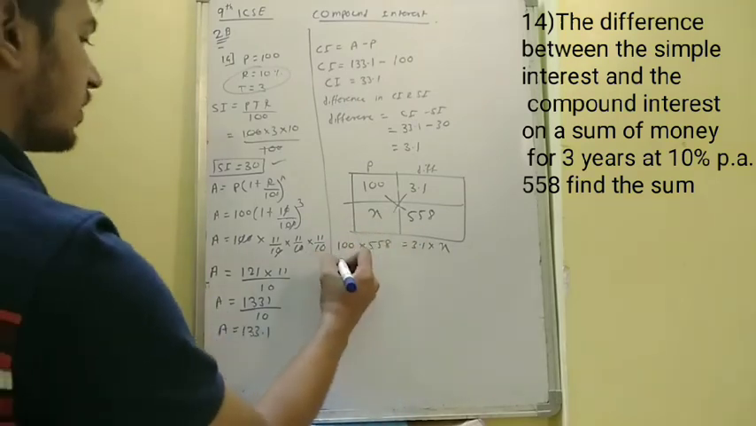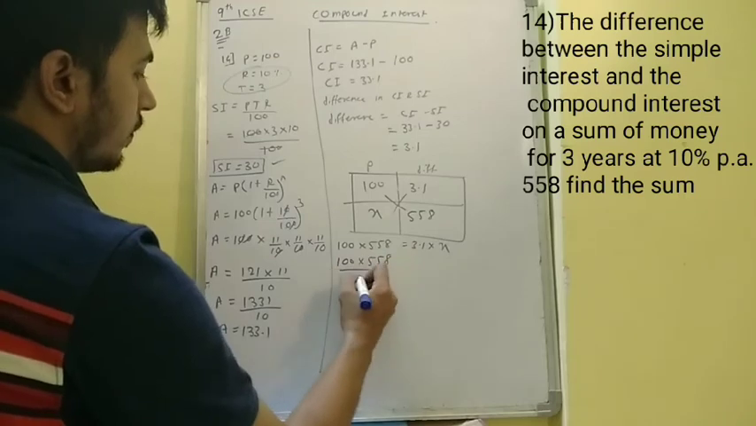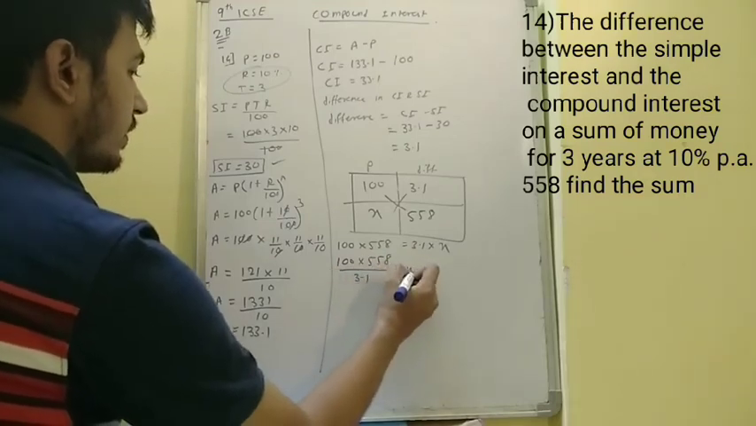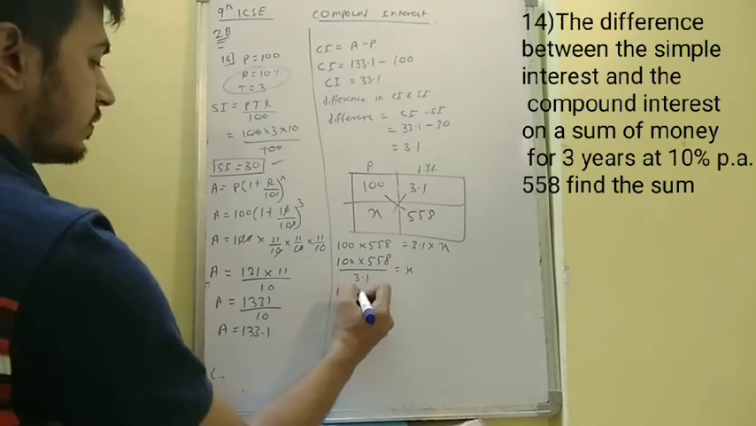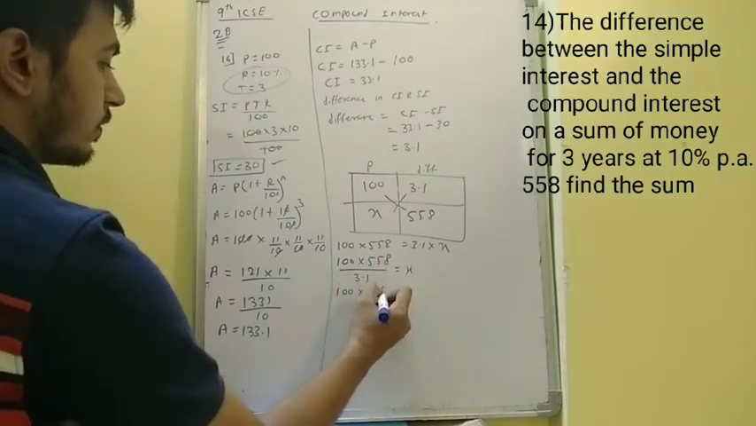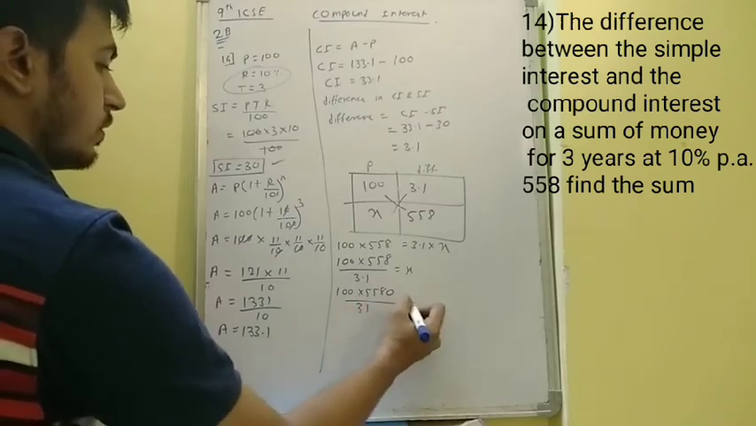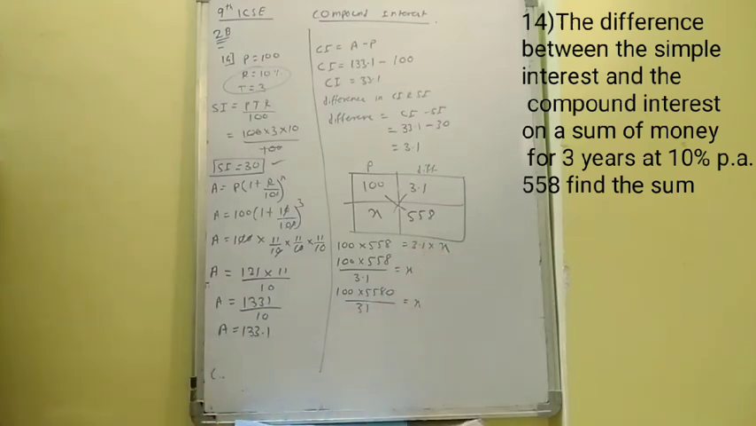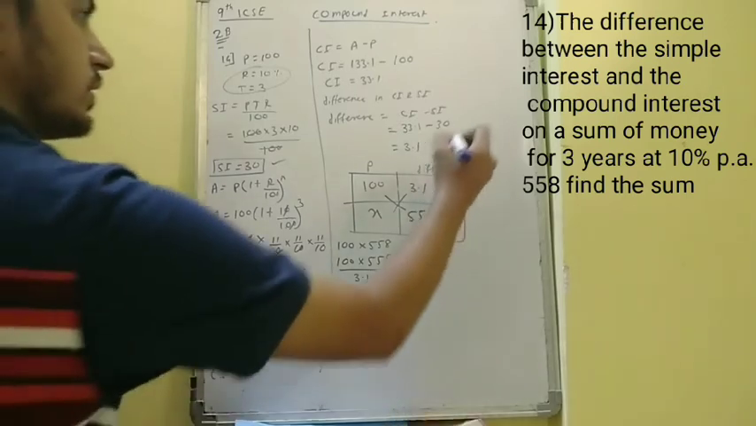So 3.1 will come to this side, 100 into 558 upon 3.1 is equal to x. So we multiply by 10. Okay. So now I need to divide it by 31.